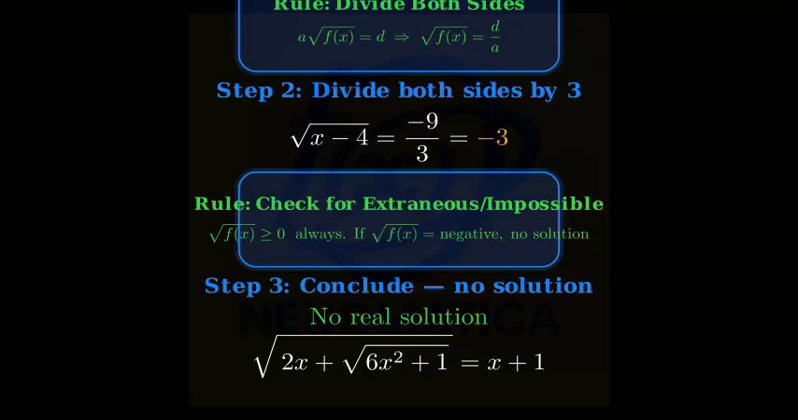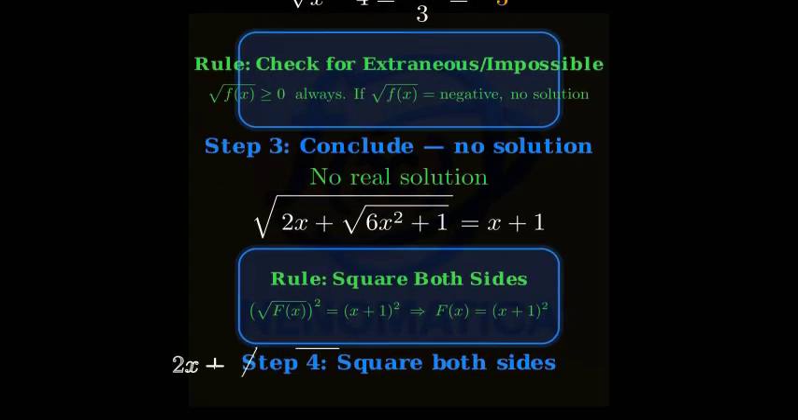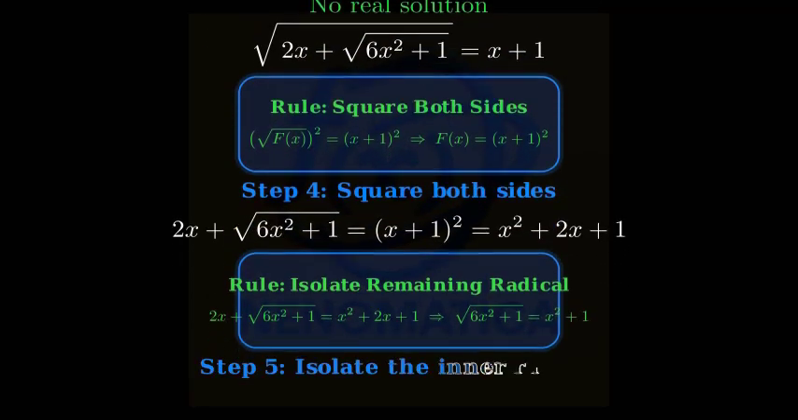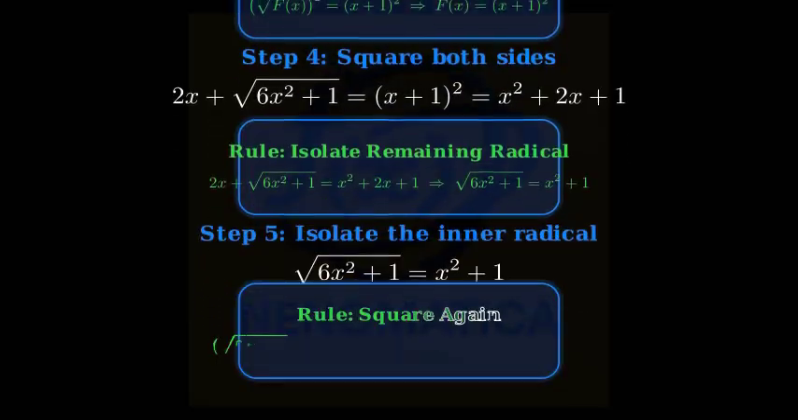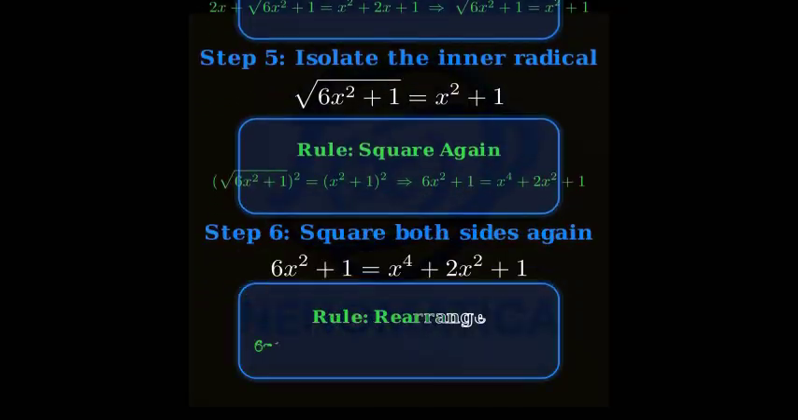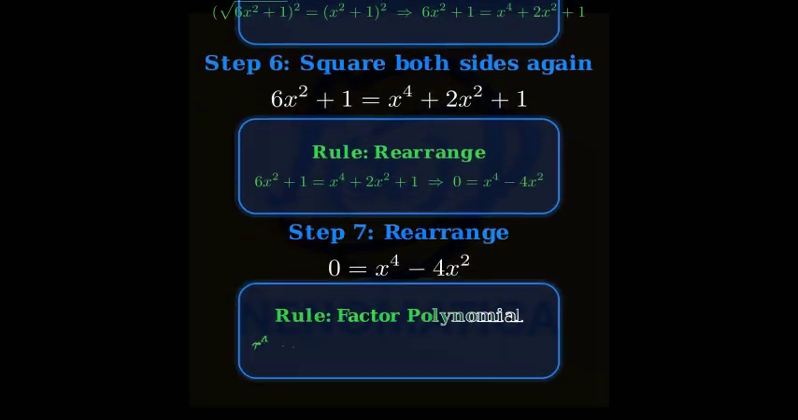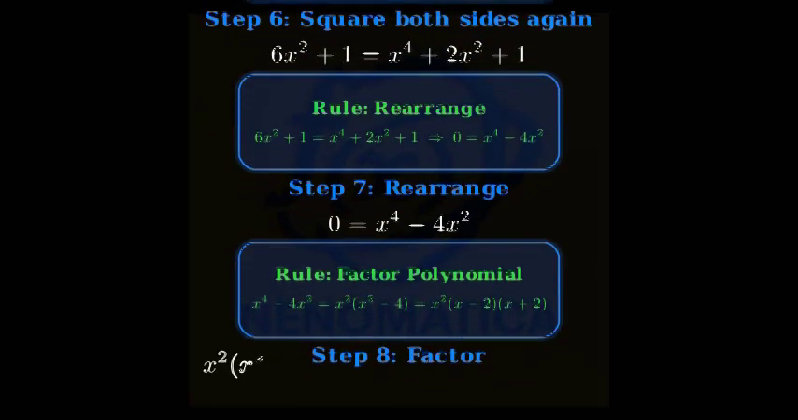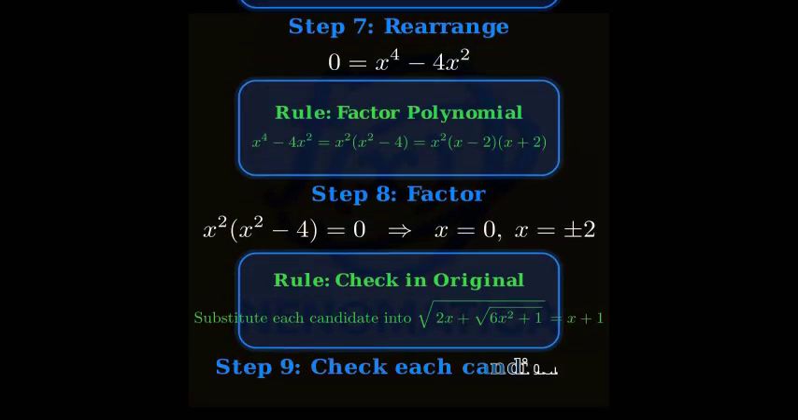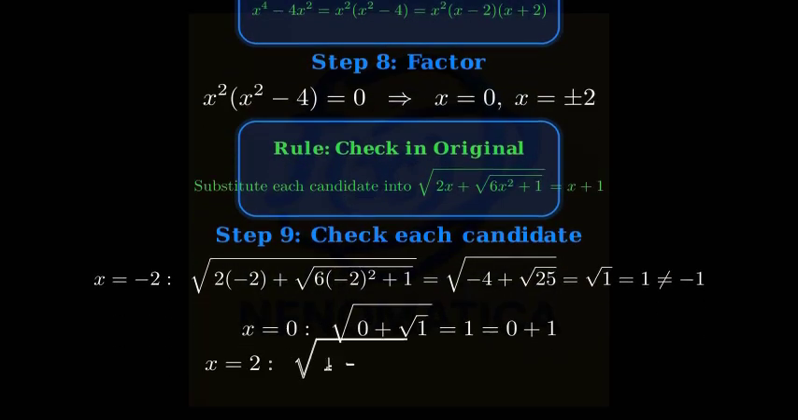Step 4. Square both sides of the equation. Step 5. Isolate the remaining radical by subtracting 2x from both sides. Step 6. Square both sides again. Step 7. Rearrange to set the equation equal to 0. Step 8. Factor the polynomial. Step 9. Check all candidates in the original equation to remove any extraneous roots created by squaring.